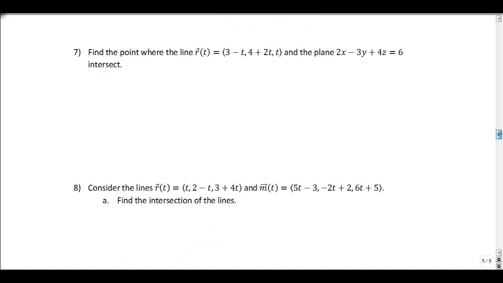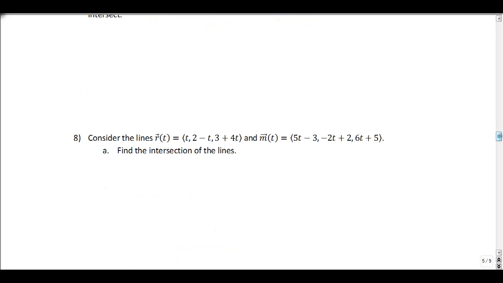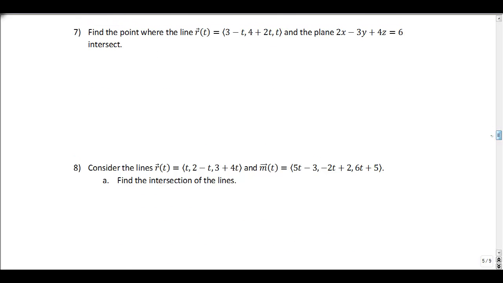Next one. Find the point where the line r of t equals (3 minus t, 4 plus 2t, t) and the plane 2x minus 3y plus 4z equals 6 intersect. Our strategy here is we're just going to plug in 3 minus t as x, 4 plus 2t as y, t as z into the plane equation. We can solve for t then, and then plug that t back into our line, and that should give us our point.